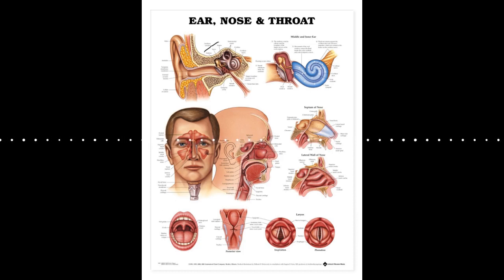Head to toe assessment, final exam. I first start, this is the ENT exam. I first start with washing my hands for 20 seconds. I don my gloves. I introduce myself to the patient.